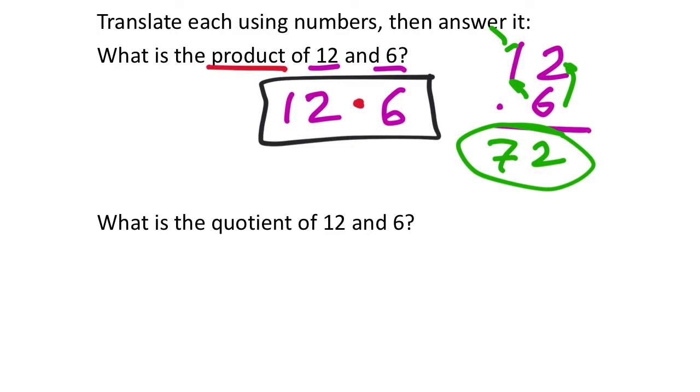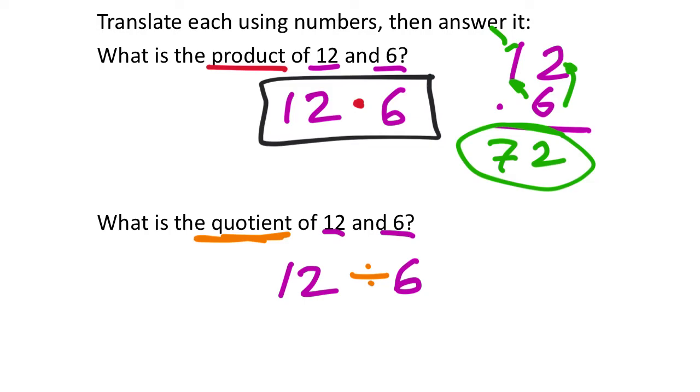So this next problem, it's still using 12 and 6. That's nice of them. But in this case, it's a quotient, which means we're looking at division. And what are we dividing? Well, it's 12 and 6 again. And it's in that order. So 12 is our dividend. 6 is our divisor. So 12 divided by 6.